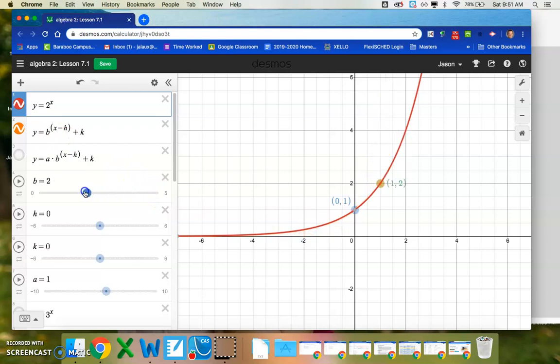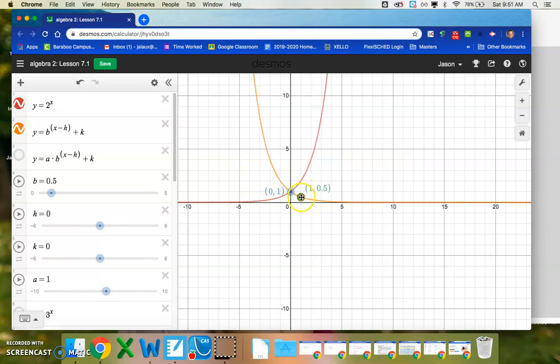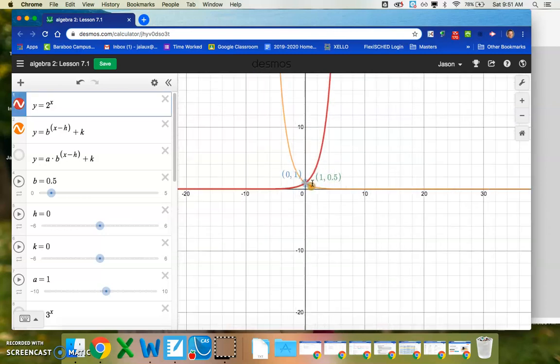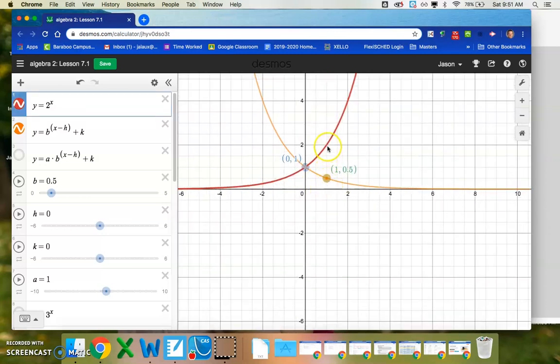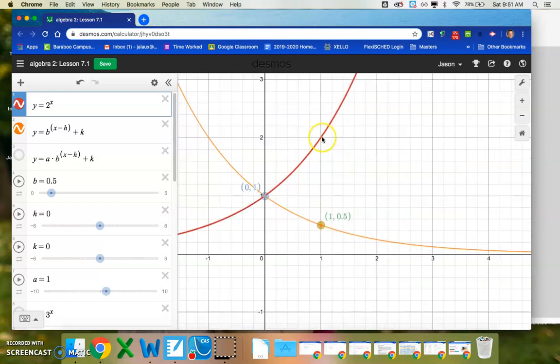But if I go down to where the b value is less than 1, so if I go 0.7, we'll go 0.5, you kind of see the correspondence here, is that now instead of this being over 1 up 1 with the parent function of y equals 2 to the x, now it's going to be over 1 up a half. So that b value is always going to be your shift that you're going to go up from the horizontal unit. So as I move right 1, right 1, I go up a half.